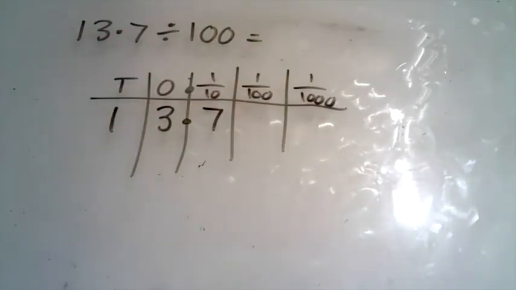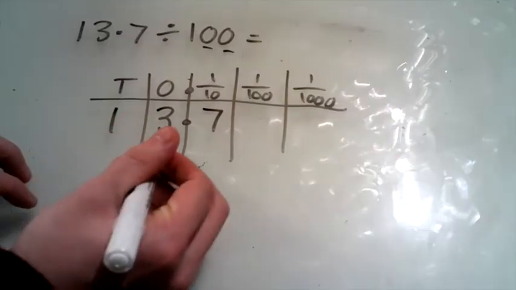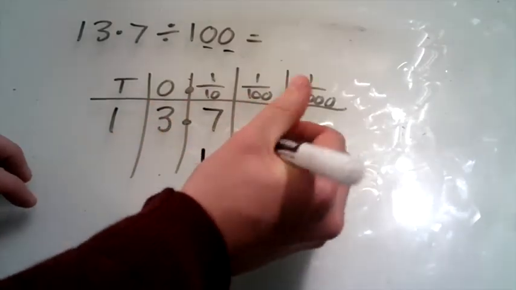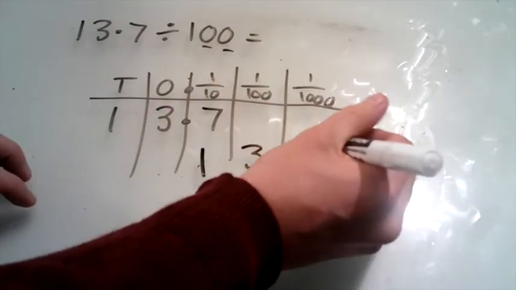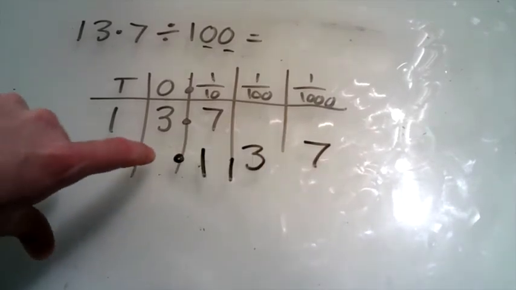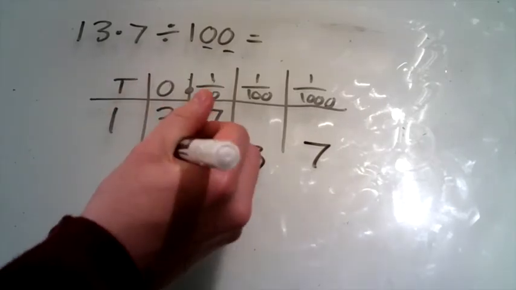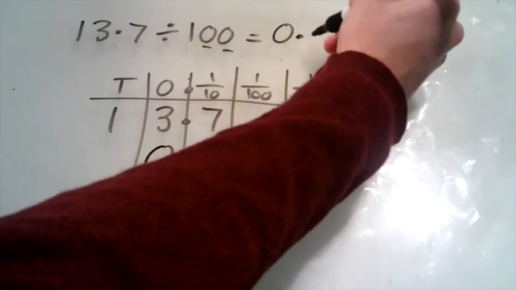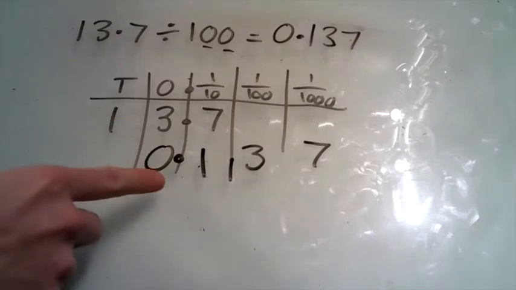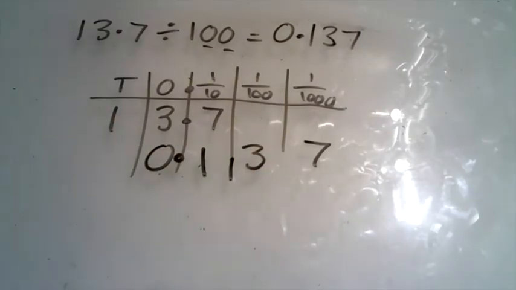Okay, so we're dividing by 100. So there's 2 zeros, so we're moving it, the whole number, to the right 2 times. So the 1 goes 1, 2, and ends up in the tenths column. The 3 goes 1, 2, ends up in the hundredths column, and the 7 ends up in the thousandths column. Now of course, we need a place value holder here, don't we? To put our 0 in, so your answer would be 0.137. And the same will go if you're dividing by 1000. You would have 3 zeros, so you'd move it to the right 3 times.